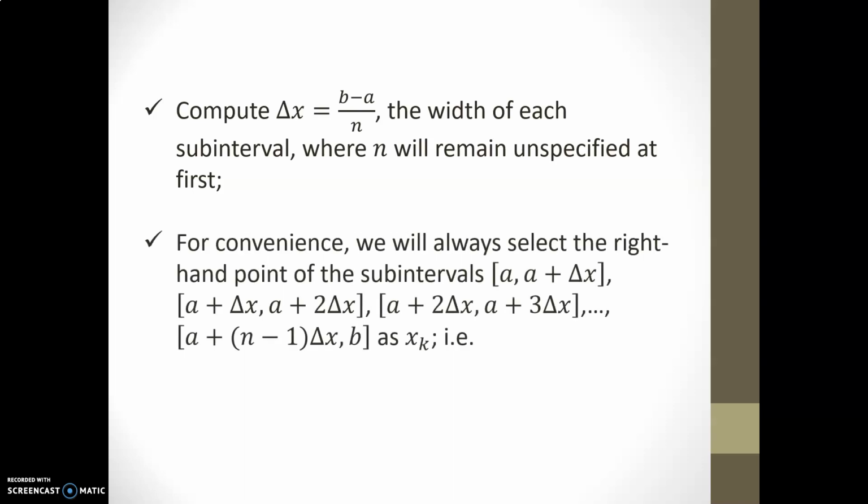For convenience, we're always going to select the right-hand points of each of the subintervals. So I've listed the subintervals here, and as you can tell, the right-hand point is a plus delta x in the first subinterval, a plus 2 delta x in the second, a plus 3 delta x in the third. There's a pattern there where xk, the kth right-hand point, is always obtained at a plus k delta x's.